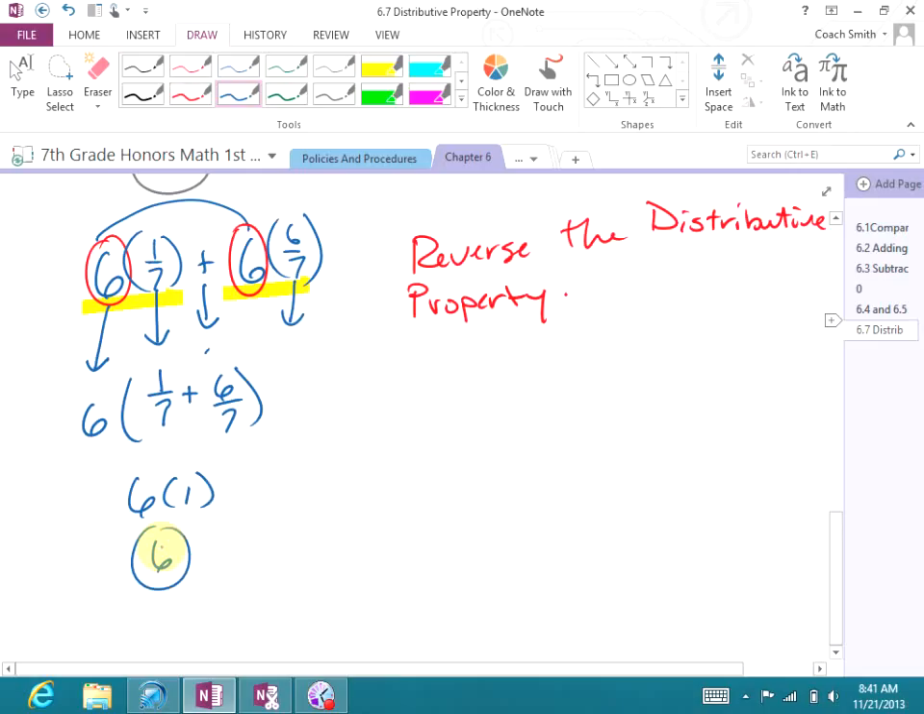So instead of having to take and go, okay, 6 times 1/7, which is 6/7, and then taking 6 times 6 over 7, which would be 36 over 7, and then adding the two together, and then reducing the fraction, I was able to do all of that in basically one step because of reversing the distributive property.